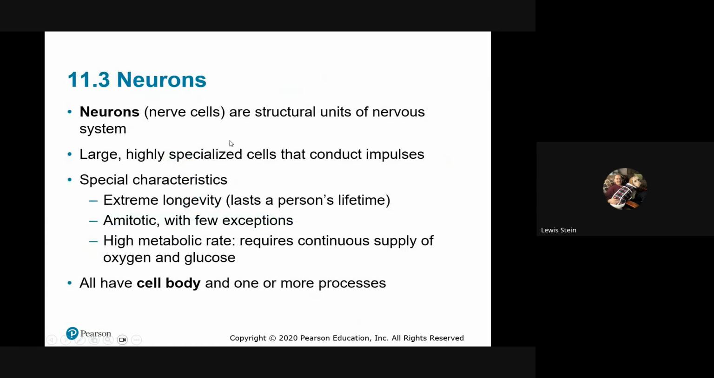Moving on. So the nerves themselves are the structural unit. They're very, very specialized, lasting your lifetime. This is the whole idea: all they do is not undergo mitosis. This is important. They all have a cell body and they have processes. This is something that's really important to understand. And it's not anything I'll ask you about in this class.